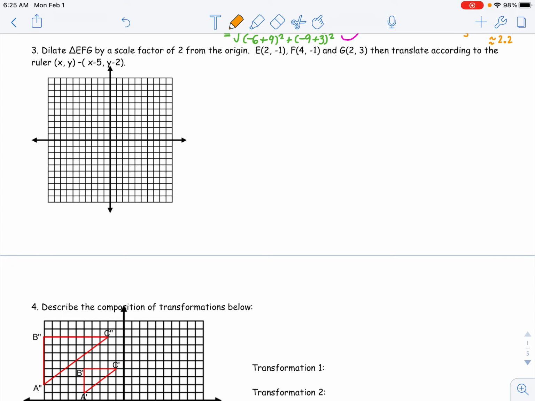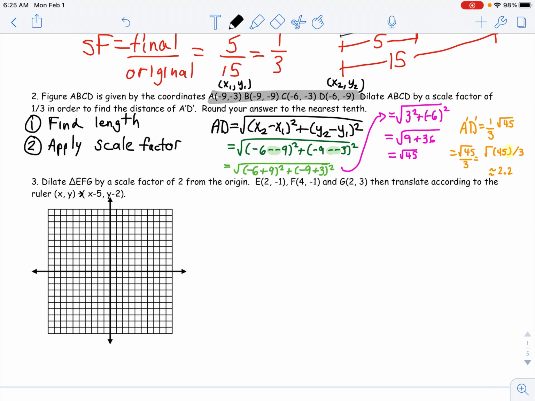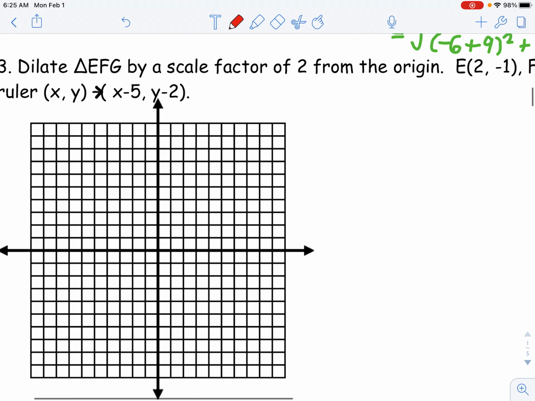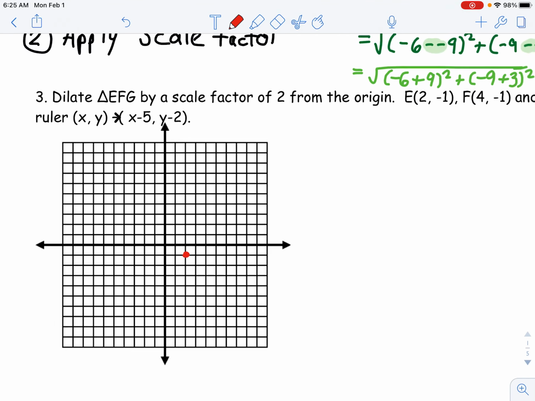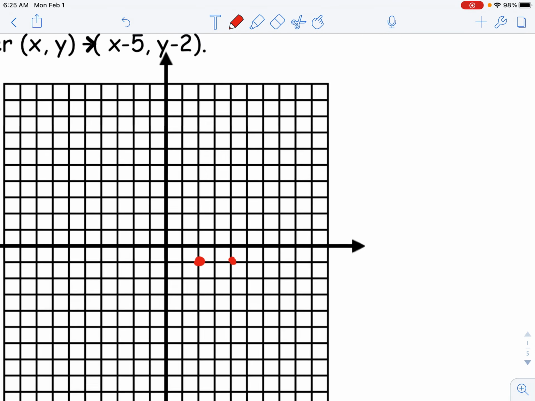All right, so we're going to dilate triangle EFG by a scale factor of 2 from the origin, and then we're going to translate it using this rule right here. And technically, I probably should have that. All right, but nonetheless, let's go ahead and plot this triangle really fast. E is 2, -1. F is 4, -1. And G is 2, 3.